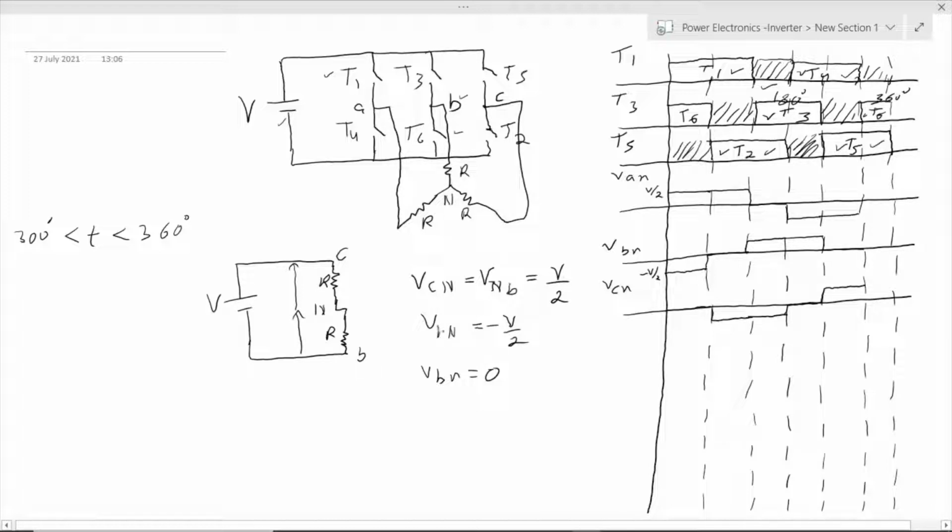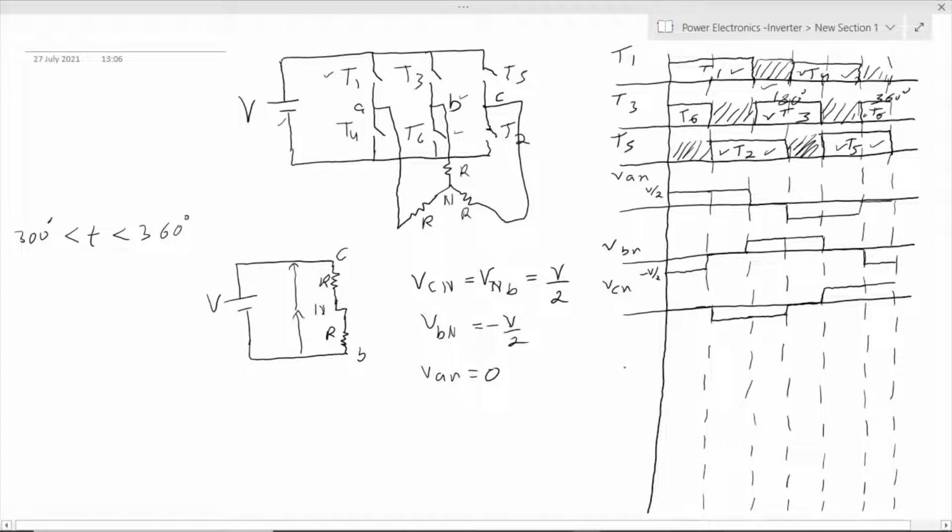So VBN, and here VAN has to be 0. So VAN will be 0 in the last one, VBN is equal to minus V by 2, and VCN will be equal to V by 2. So this is the waveform for each phase A, B, and C.